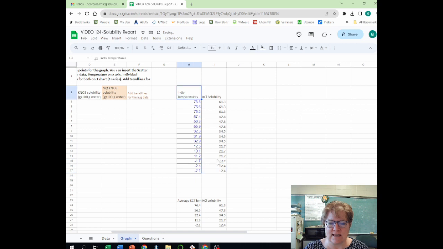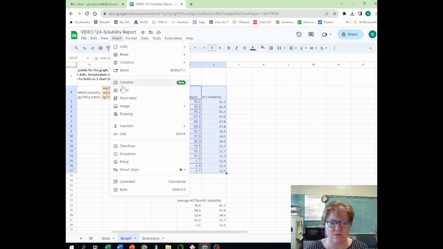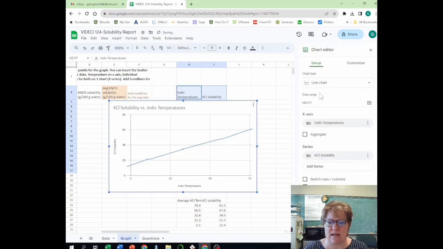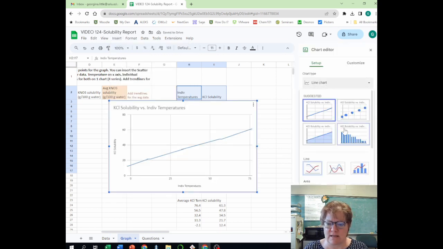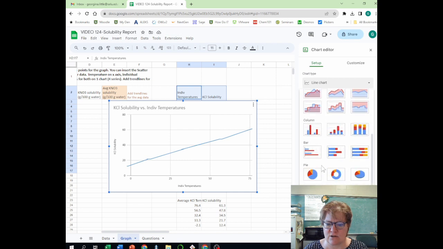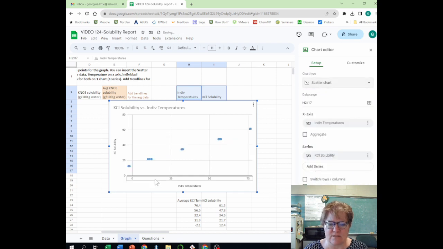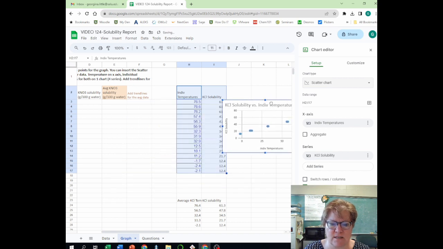So I could take this, highlight it, insert, chart, and I want a scatter chart. And so it's showing them. I can see, well, it makes sense. They're all at the same solubility, but I have slightly different temperatures. So there's a little bit of range. This is exactly what I'm expecting. So I'm not going to clean this up too much. I'm just going to put this here.